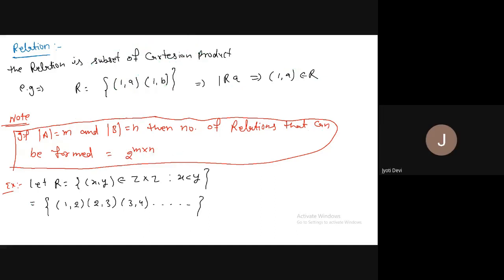For example, R is any relation, and x and y belong to the integer set, where Z is the representation of integers, and they give the condition x is strictly less than y. The solution of this is x is less than y, so 1 is less than 2, 2 is less than 3, 3 is less than 4. Like this, we can define a relation.